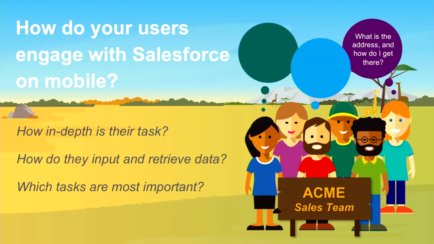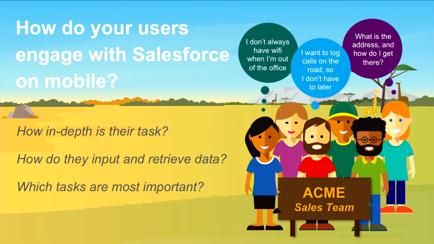And going back to the framework, this is all related to the time, the location, and what it is they're trying to accomplish. So things like, if I just want to get contact information or the address, I just want a quick snack of that information. What does that look like? And I might not always have Wi-Fi when I'm not in the office. And maybe after I go from meeting to meeting, I want to log the calls while I'm on the go. So these are some needs that they have that they might be expressing to you.